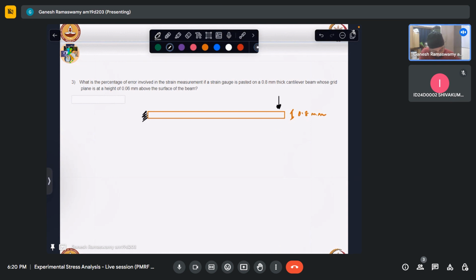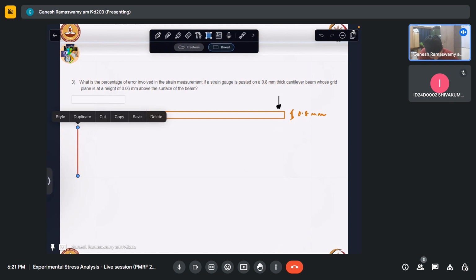So they say, what is the percentage of error involved in the strain measurement if the strain gauge is pasted on a 0.8 mm thick cantilever beam whose grid plane is at a height of 0.06 mm above the surface of the beam. So what are we saying here? What is this grid that we are talking about?